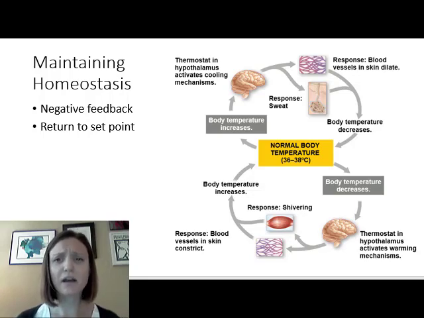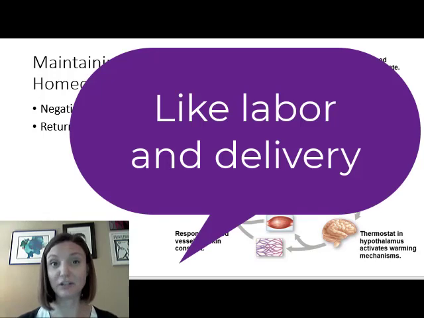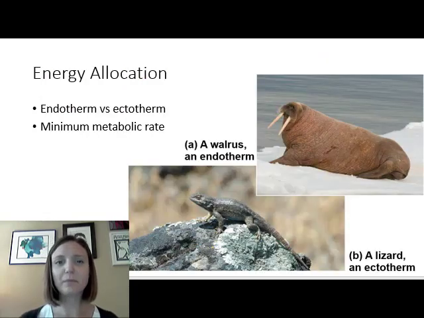There are some processes that use a process called positive feedback, but these are not necessarily to maintain homeostasis. Positive feedback is better for driving a process to completion. Okay? And so if we think about how animals use energy, animals are going to use energy in different ways.